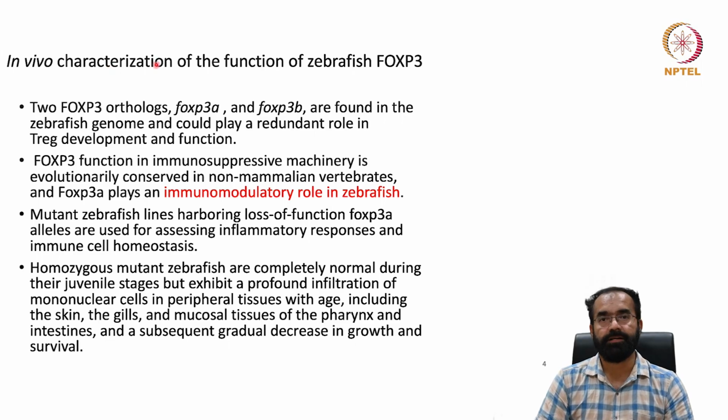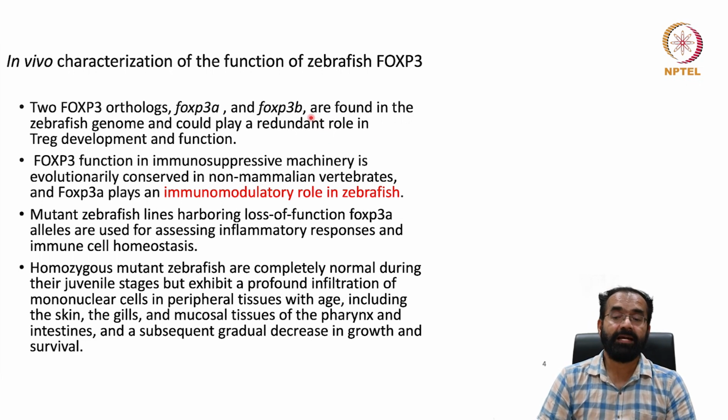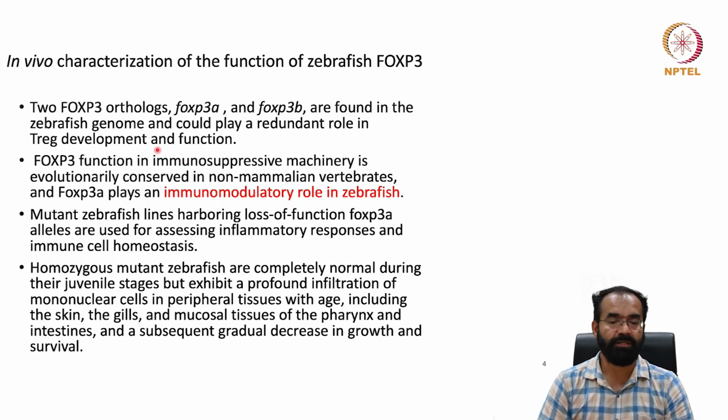So now researchers did in vivo characterization of the function of zebrafish FOXP3. Two FOXP3 orthologs are there in zebrafish, FOXP3A and FOXP3B. Remember, FOXP3 is essential for Treg formation, function, development, everything, and even the routine function. And they are found to be present in the zebrafish genome, 3A and 3B, and could play a redundant role. That is the assumption, because teleost fish have undergone a tetraploidization event around 340 million years ago.